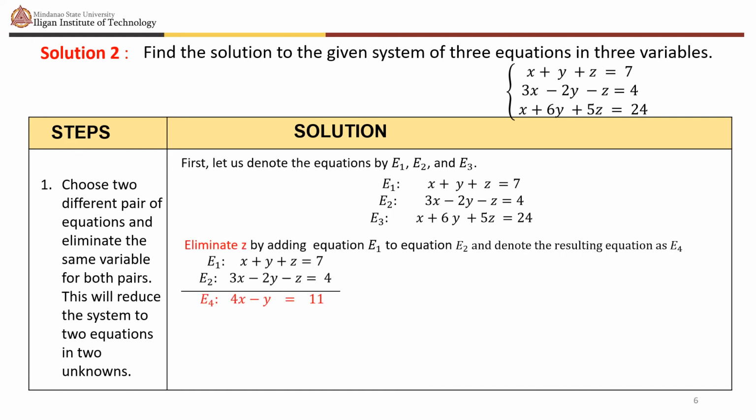And then eliminate z by adding equation e sub 1 to equation e sub 2 and denote the resulting equation as e sub 4. So we have e sub 1 is x plus y plus z is equal to 7. And then we add it with 3x minus 2y minus z. So x plus 3x here is 4x. Y minus 2y is negative y. Z minus z is equal to 0. So we're able to eliminate z. So you have 7 plus 4 equals 11.